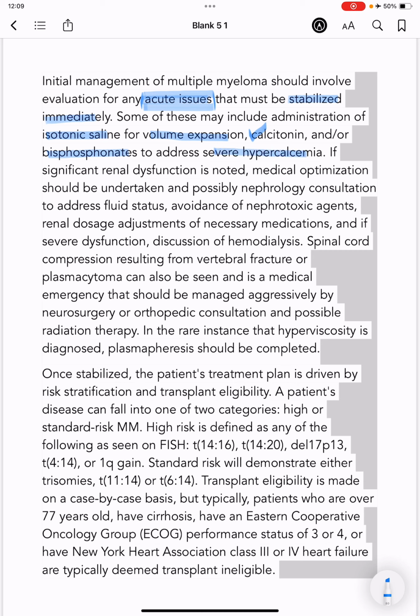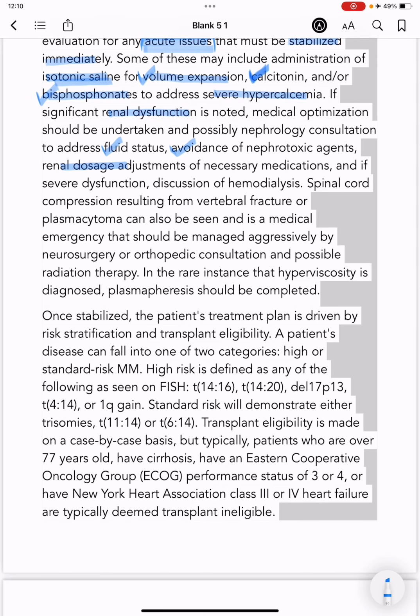If there is any severe hypercalcemia, instead of directly going for treatment with chemotherapy agents, the hypercalcemia has to be addressed first. If there is any renal dysfunction, what should be done? Nephrology consultation along with fluids, nephrotoxic agents have to be avoided, medicines requiring renal dosage adjustments have to be adjusted, and if renal failure is very severe, hemodialysis has to be done.